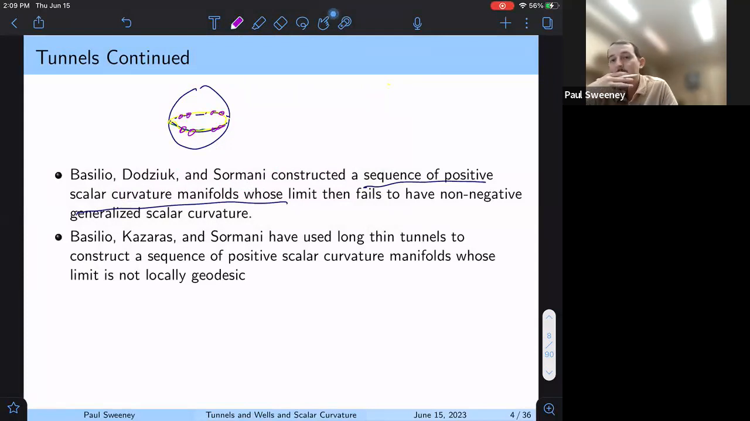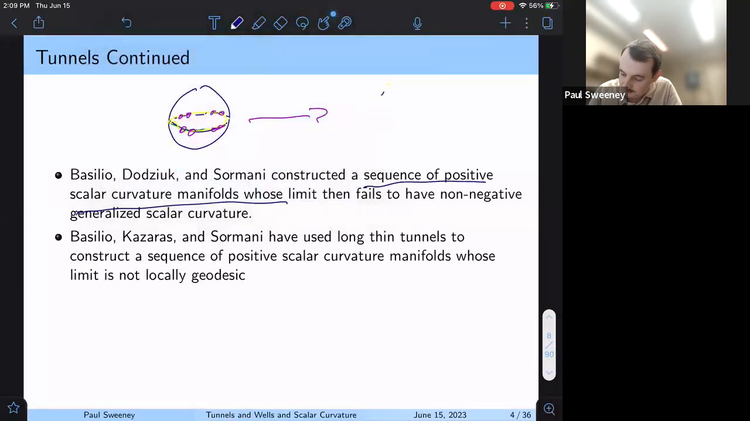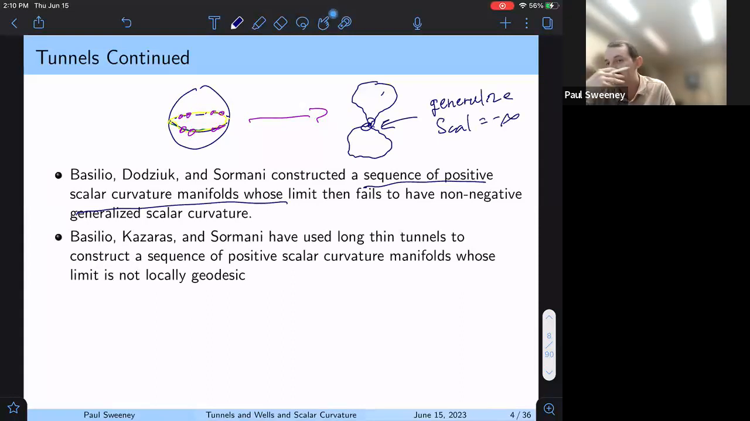And then we pull, then in the limit, this will go to a wrinkled sphere. So let's see, draw this, something like this. And if you calculate the generalized scalar curvature at this point here, you'll fail your scalar curvature generalized. Let's just say the generalized scalar curvature goes to minus infinity at that point.